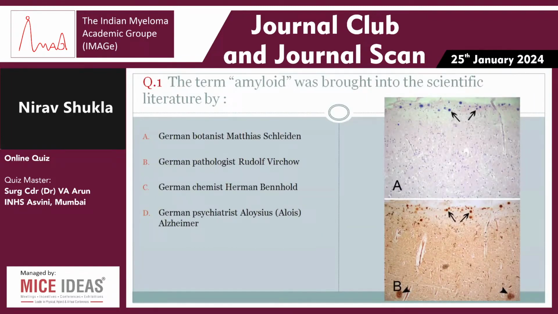Yes, sir. So the first question is, the term amyloid was brought into scientific literature by... You need to tell me whether it was a German botanist or a pathologist or a chemist or a psychiatrist who coined the term amyloid for us. You are supposed to choose one option, around 30 seconds to choose an option, and the fastest finger first gets the prize.